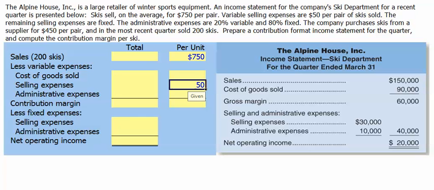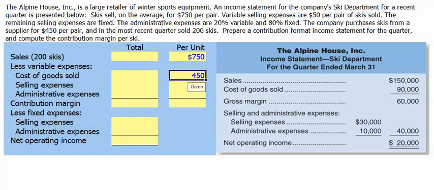The administrative expenses are 20% variable and 80% fixed. And the company purchases skis from an outside supplier at $450 per pair. And for the most recent quarter, we sold 200 skis. Prepare a contribution format income statement for the quarter and compute the contribution margin per ski.